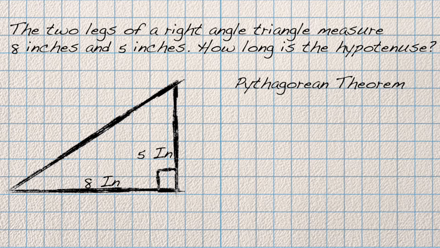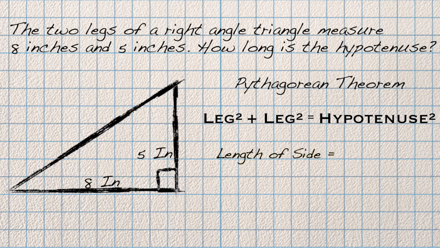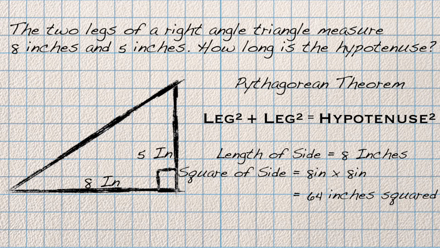This theorem says that the sum of the squares of the legs of a right-angled triangle is equal to the square of the hypotenuse of the right-angled triangle. Let's apply this to our question. We are told that the length of one leg of the right-angled triangle is 8 inches. So the square of this side will be 8 inches times 8 inches, which is 64 inches squared.